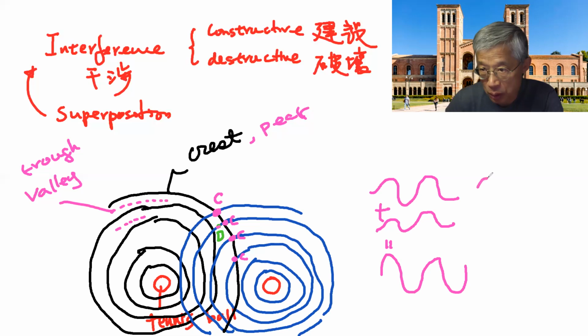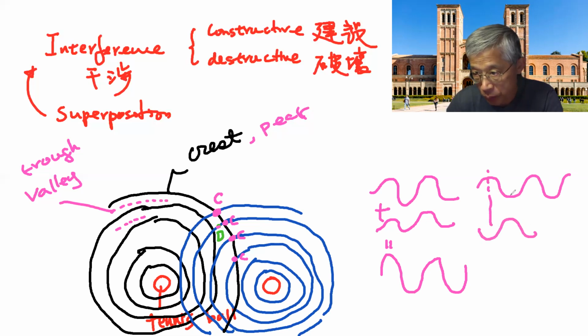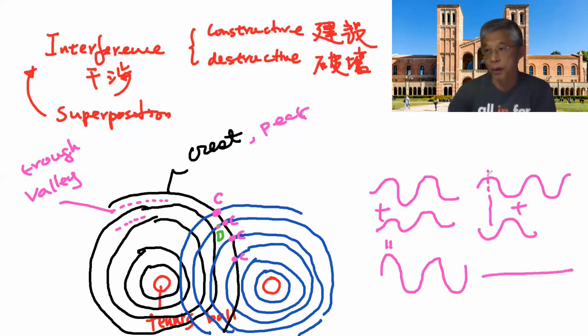So if you have this, then you have this, and it's out of phase, so then this peak will meet the valley. And the valley will meet the peak, right? So then they will cancel out when you add these two together, it becomes like that, right? If they really cancel out, right? So this is so-called interference.